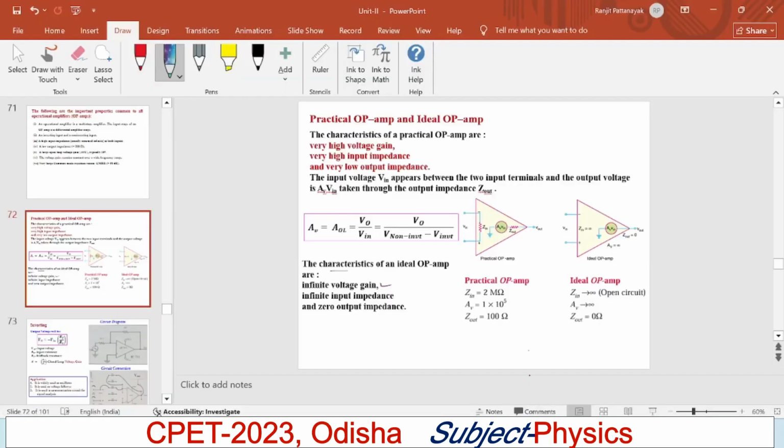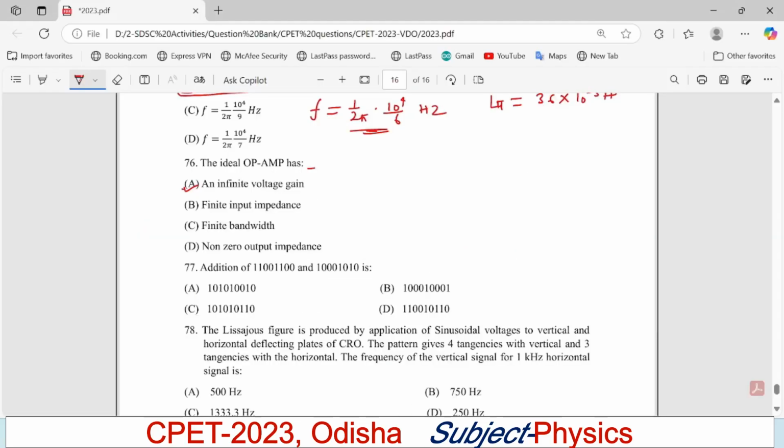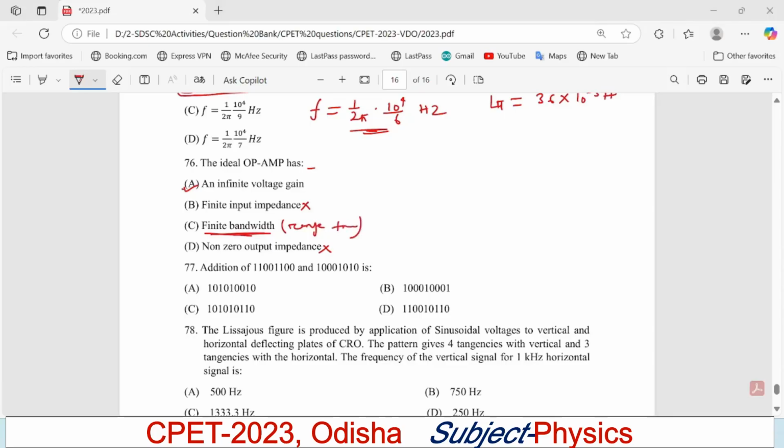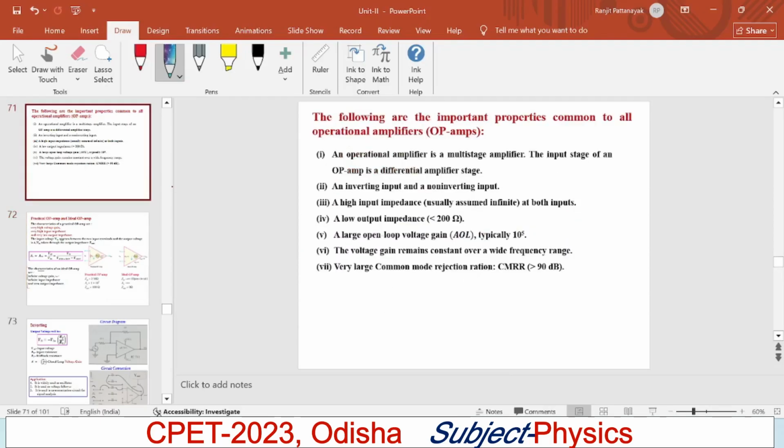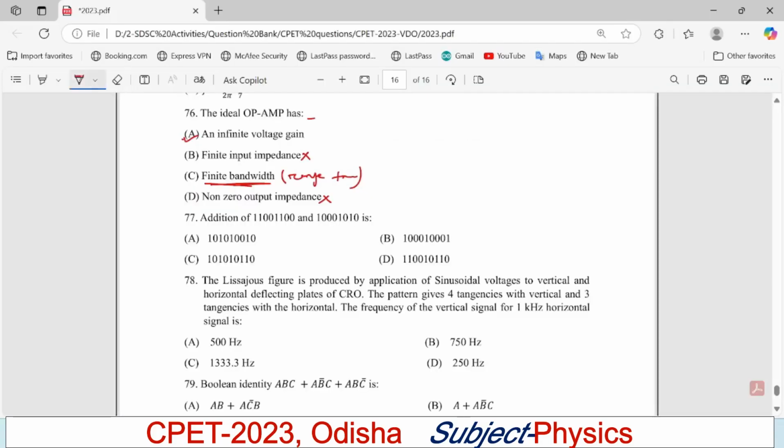Okay. Next, infinite input impedance, zero output impedance. Infinite input impedance, finite input impedance, no, it is not correct. Finite non-zero output impedance, no, it is zero output impedance for the ideal op-amp. And finite bandwidth, no, it is not finite, it is useful for the range of frequency. Range of frequency, you just remember these are the characteristics of an ideal op-amp. Okay, these are the basic properties of an op-amp itself, you just remember. Now go for the next question, question number 77.